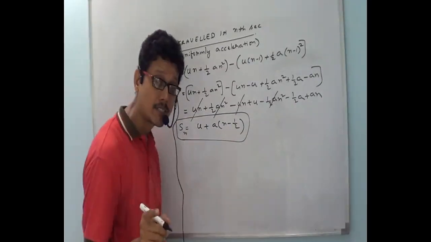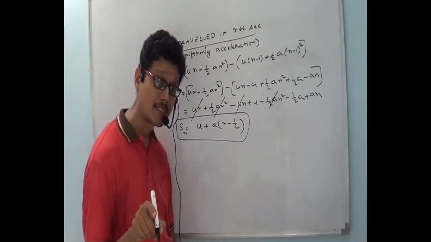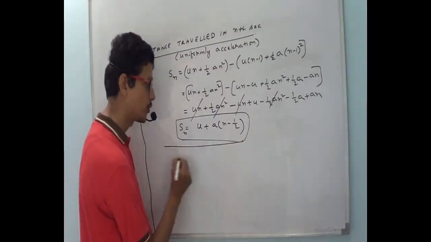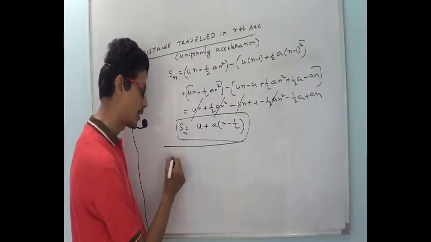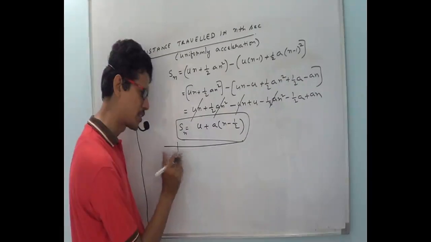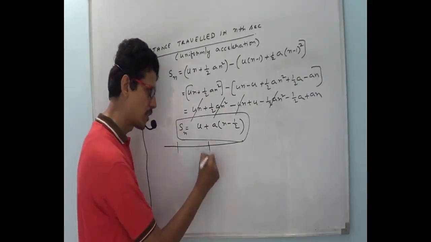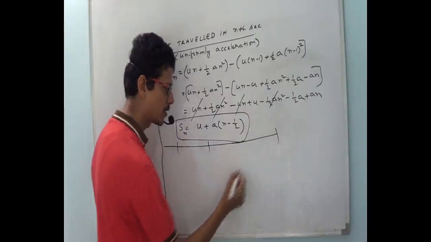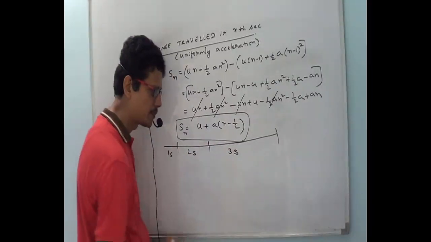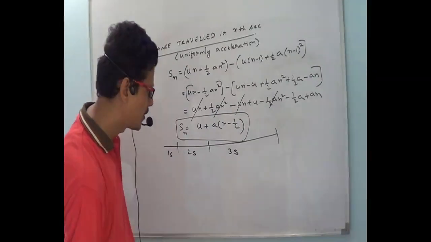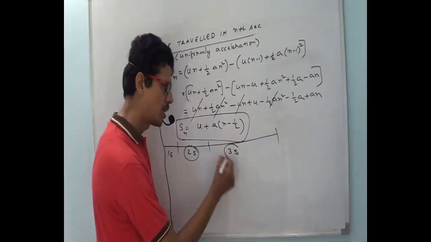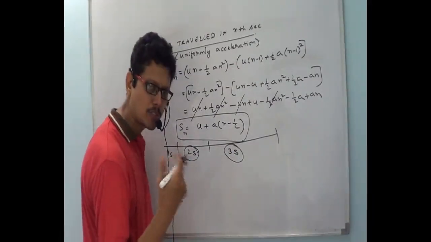Distance traveled in the nth second is different from distance traveled in n seconds. Because if a body is traveling for 3 seconds with uniform acceleration, in the first second it travels a small distance because it is just gaining velocity, and the distance covered keeps increasing. This is the first second, second second, and this is the third second. Why is the distance covered increasing with the same time interval? Because the body is gaining velocity, accelerating.